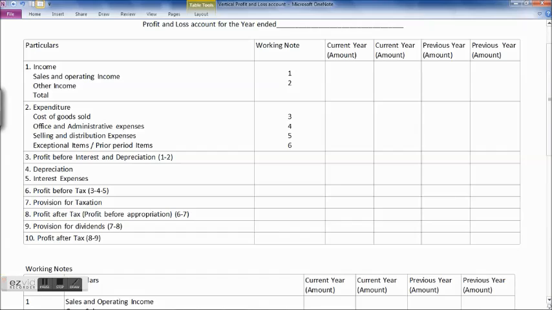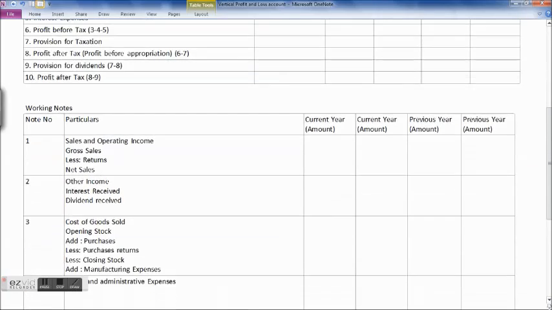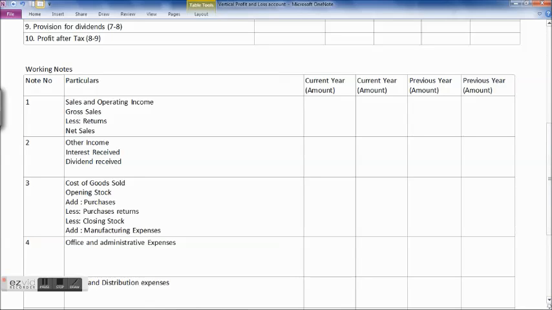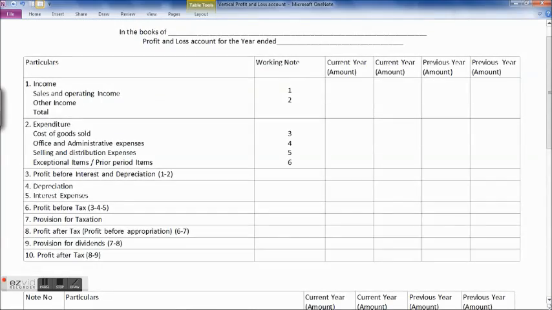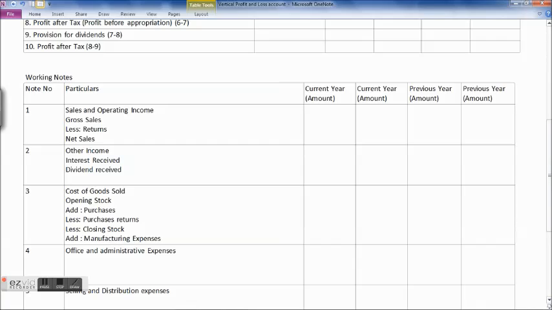Then working note number 2 is other income. In other income you have interest received, then dividend received. In spite of that, there might be some other income which is not your operating income, that is, not in the normal course of business, some additional income. That income is also included here. For example, if you are selling an asset, profit on sale of asset may be included in other income.